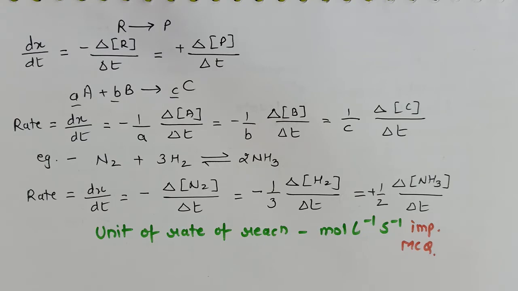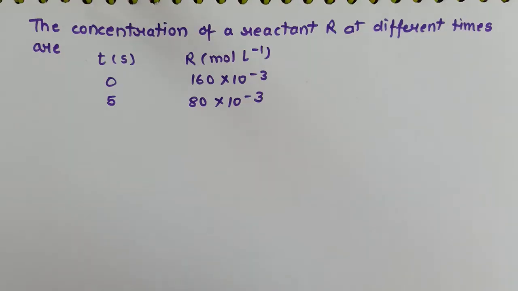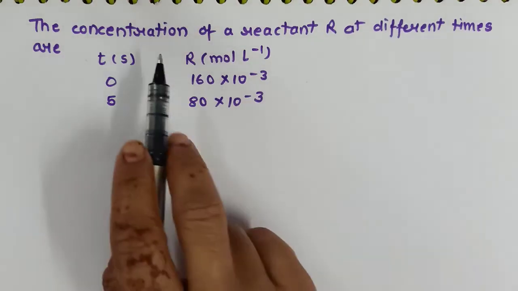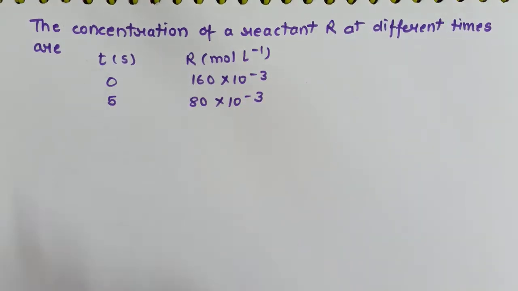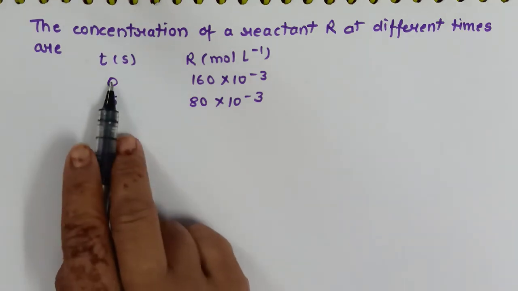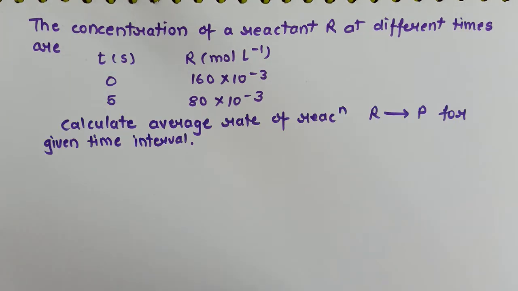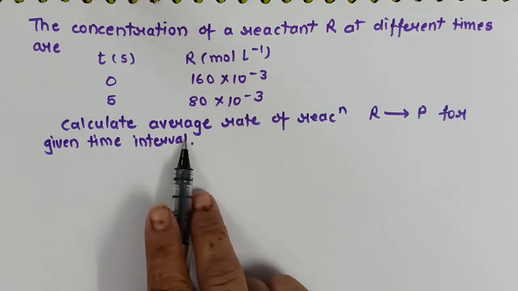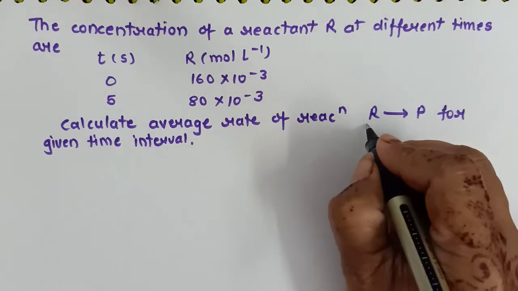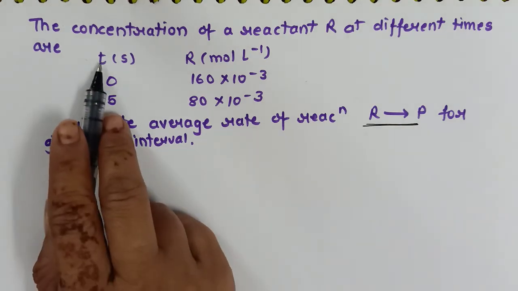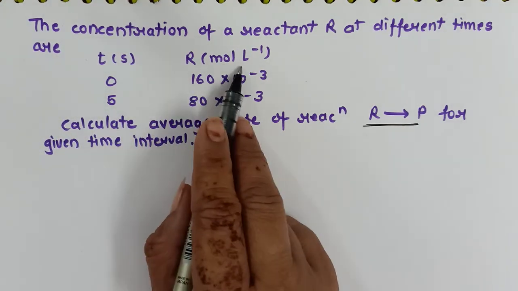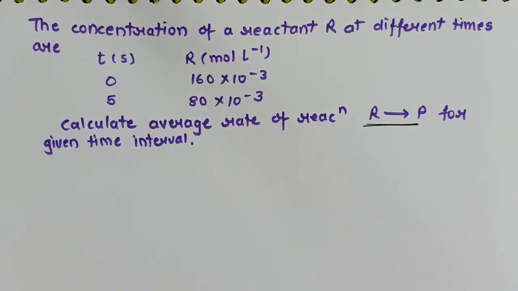Today we will solve one numerical based on it. So here is the numerical. The concentration of a reactant R at different time intervals is given below, at 0 seconds and at 5 seconds. We are supposed to calculate the average rate of reaction of R giving the product for the given time interval. Time is given to us in seconds and the concentration is given in mole per liter.